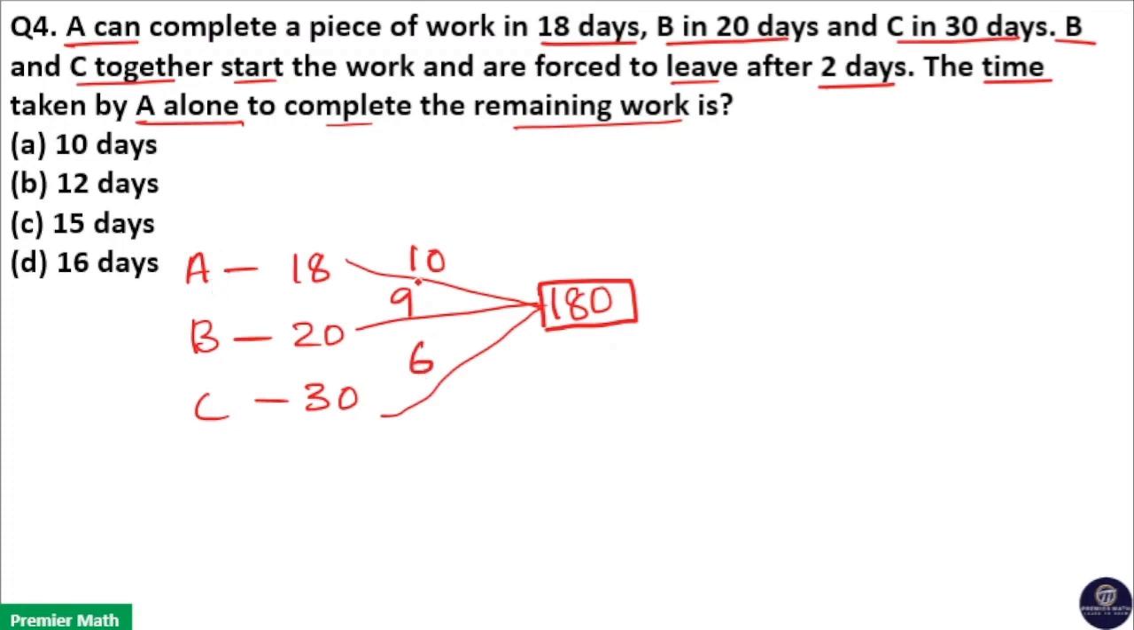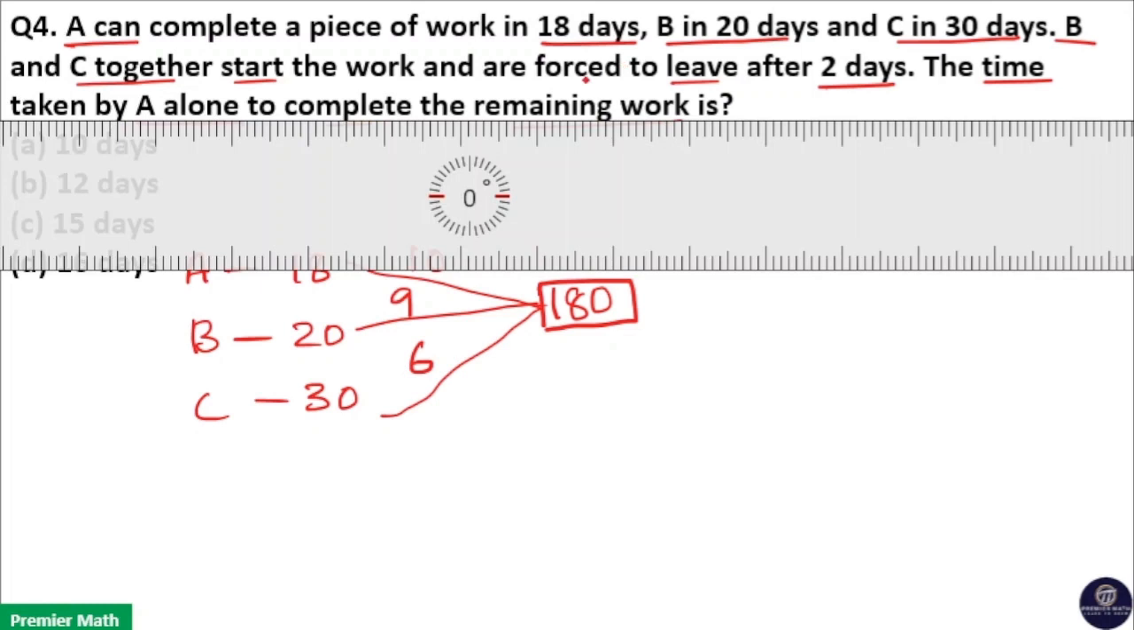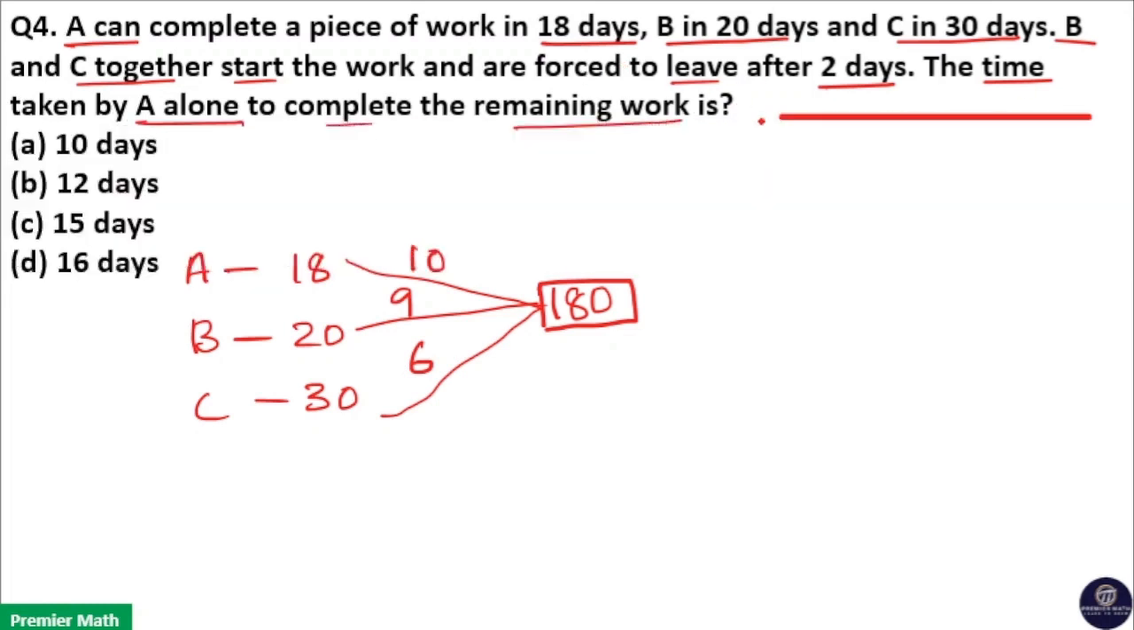That means A can complete 10 unit of work in a day, B can complete 9 unit of work in a day, C can complete 6 unit of work in a day. Now, here the question says, B and C started the work and they worked together for 2 days. Then after B and C leave and the remaining work is completed by A. So we need to find out in how many days A completed the remaining work.